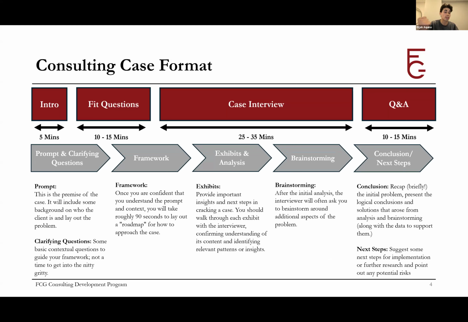But at first, you're given the prompt, and then from there, you're going to be asking some clarifying questions. So we're going to do this in practice a little bit later. But after you get the full scope of the case, you usually take about 2 minutes, 90 seconds to build out a framework. A framework is just a way of approaching a problem. And there's different types of frameworks.